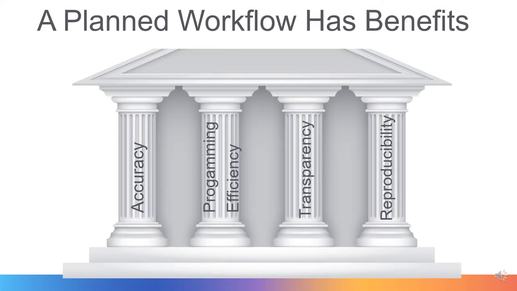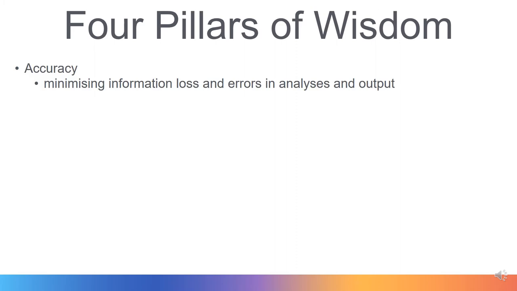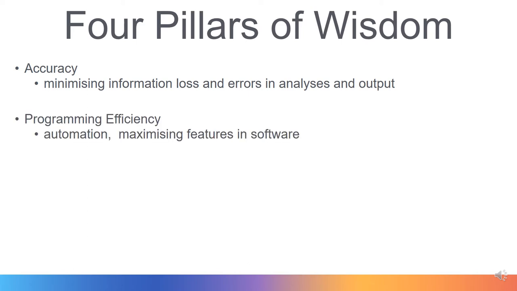A planned workflow has a number of benefits. I sometimes call these the four pillars of wisdom. They're accuracy, programming efficiency, transparency, and reproducibility. What do these mean? The four pillars of wisdom. The first is accuracy, minimizing information loss and errors in analyses and outputs.